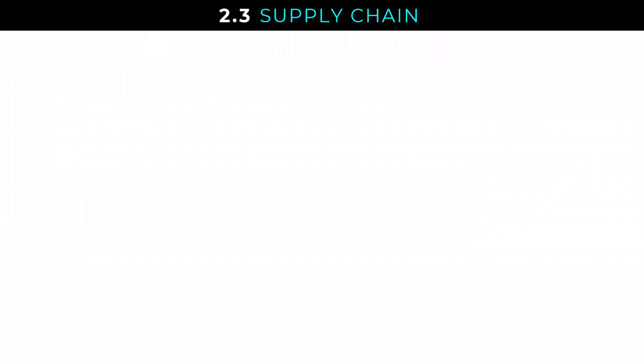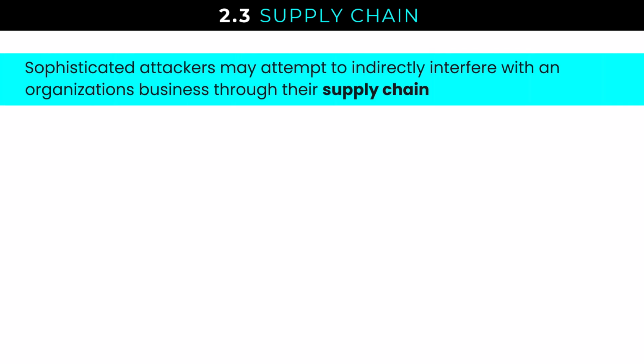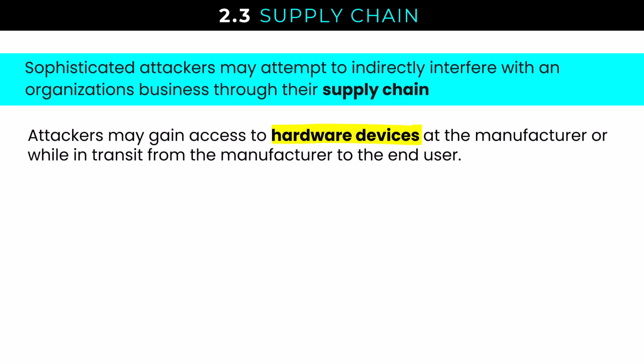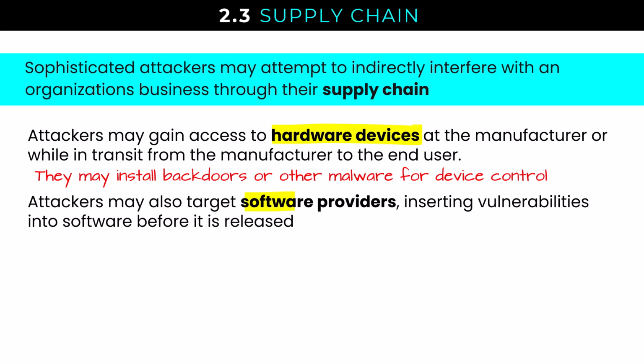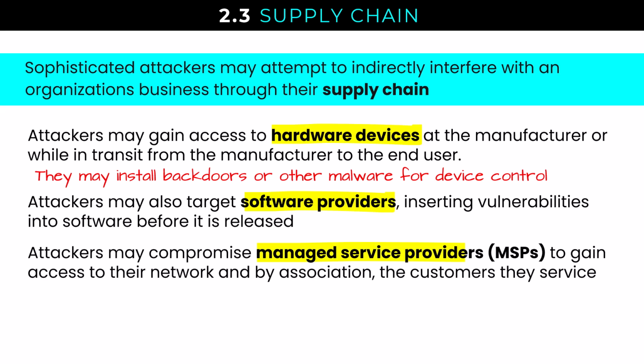Let's move on to the supply chain category. So sophisticated attackers may attempt to indirectly interfere with an organization's business through their supply chain. Attackers might gain access to hardware devices at the manufacturer or while in transit from the manufacturer to the end user, to the company. They may install backdoors or other malware for device control. They may also target software providers, inserting vulnerabilities into software before it's released. Attackers may compromise managed service providers to gain access to their network and, by association, the customers they service.